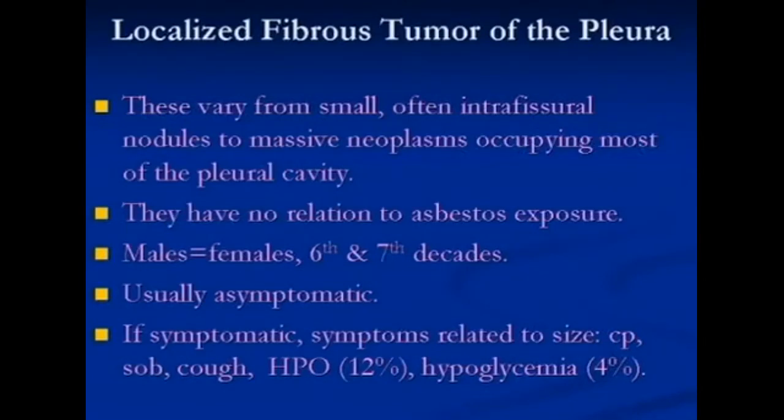Localized fibrous tumors of the pleura. These can be very small. I've seen a couple of 2-3 millimeters within the fissure, and also huge lesions occupying most of the pleural cavity. They have no relationship to asbestos exposure. They're later in life. Usually they are asymptomatic, and if they're symptomatic, they may have some chest pain, shortness of breath, or a couple of other symptoms that you see here in front of you.